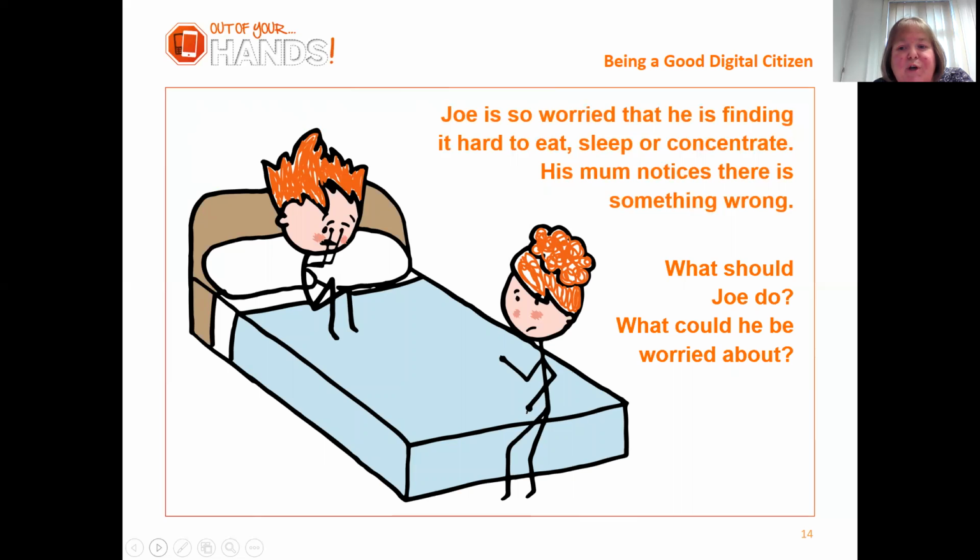So what should Joe do? And what could he be worried about? Well, I think we all know what he should do. He should tell his mum. And I think he's worried about the way he's feeling and the way people are treating him. And he can't go to school and he can't go online. What do you think mum might do if Joe tells her? Pause the video if you want to discuss anything.